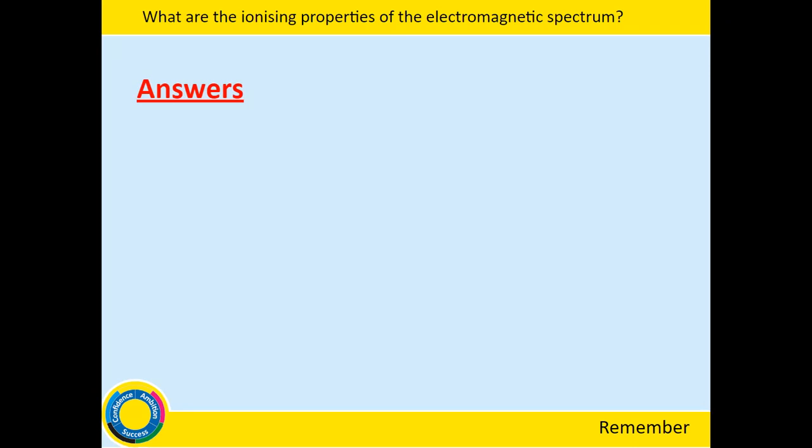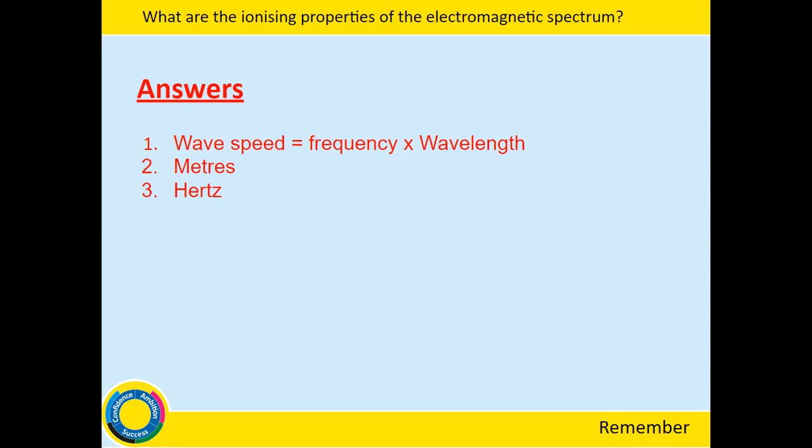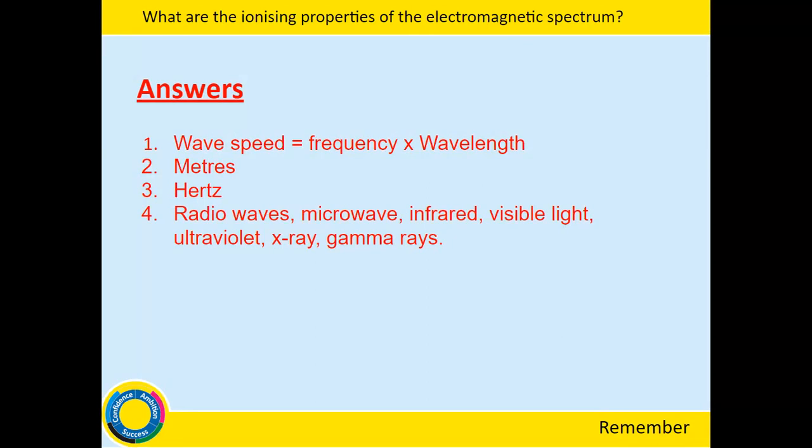Okay, welcome back. Here are the answers. Number 1, the equation for wave speed is frequency times wavelength. You may have written it V equals F lambda. Number 2, the unit of wavelength is meters. Question 3, the unit of frequency is hertz. Question 4, radio waves, microwaves, infrared, visible light, ultraviolet light, X-rays and gamma rays are the order of the electromagnetic spectrum from the longest wavelength, or lowest frequency, to the shortest wavelength and highest frequency.